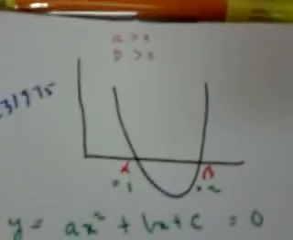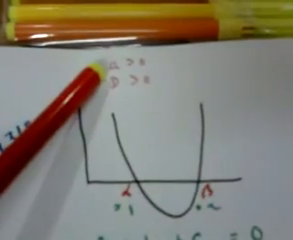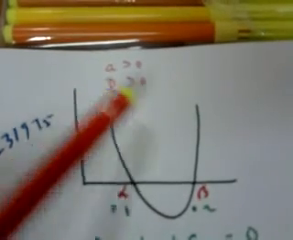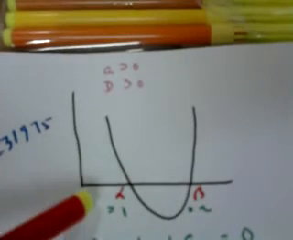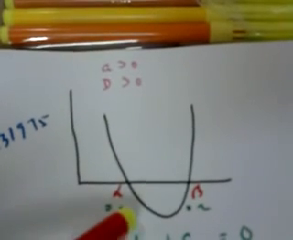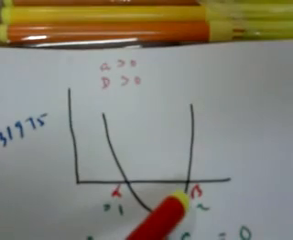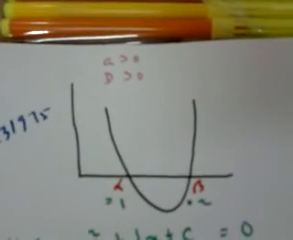Thus, we can easily conclude that when a greater than 0, D greater than 0, the graph opens upwards. It cuts the x-axis at alpha and beta. At alpha and beta, y is 0. Between alpha and beta, y is negative. Less than alpha, y is positive. If x is more than beta, y is positive.